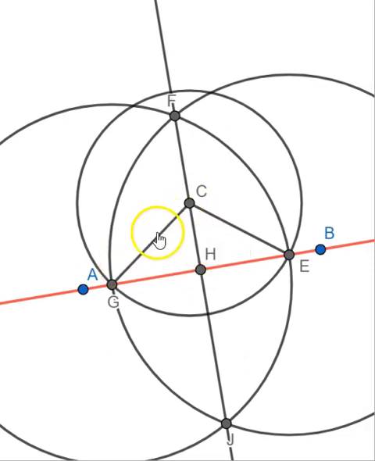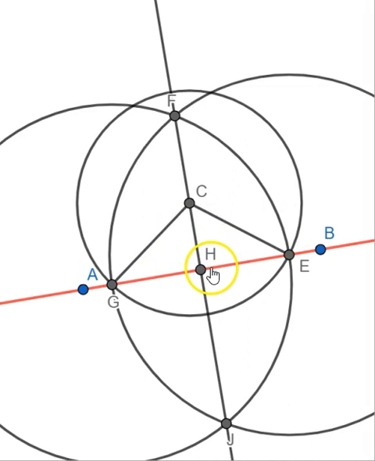Why? Because GC is equal to CE, because they are the radii of the same circle. I'm saying GH is equal to HE because we have bisected or divided GE using one of the previous propositions. And this CH is common to both the triangles. So using the side-side-side proposition, we can say that these two triangles are congruent.